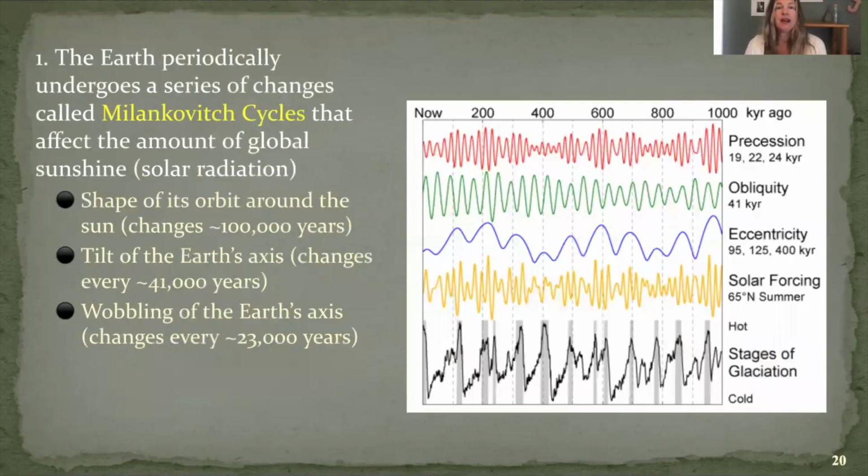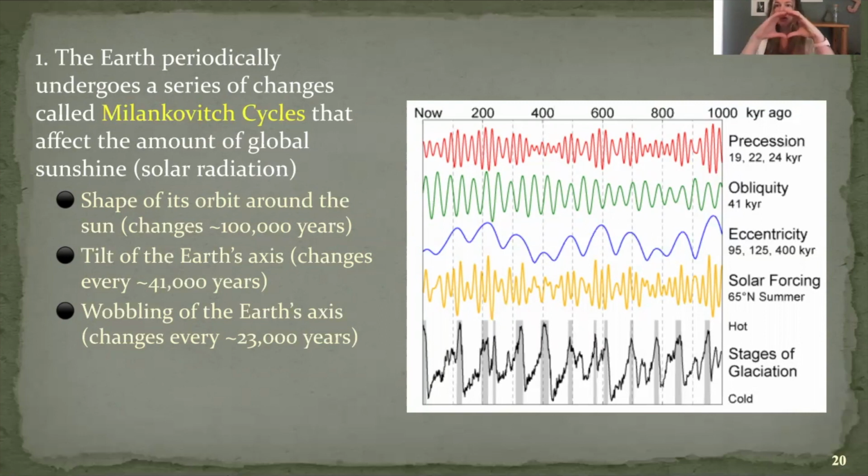One, the Earth periodically undergoes a series of changes called the Milankovitch cycles that affect the amount of global sunshine, solar radiation. So these are things that naturally occur in a set pattern. There are 3 things that classify as a cycle. There is the shape of the orbit. The Earth goes around the sun in what's called an ellipse.